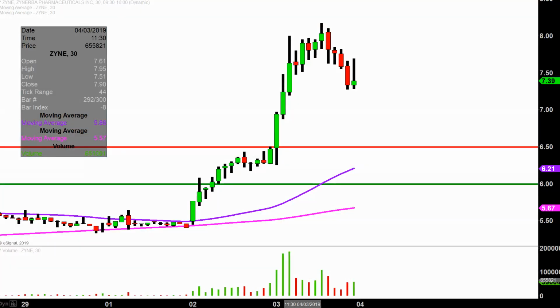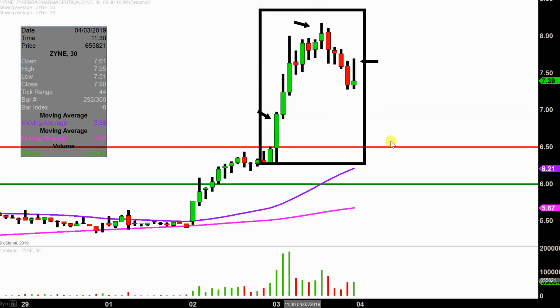Real quick, what do I mean by 30-minute, in case maybe you're new to charts? Instead of each one of these candlesticks representing one day's worth of price action, which is what you would normally see, each one represents 30 minutes. So while this may look like several days' worth of time, it's actually today's price action broken down into 30-minute time slices.